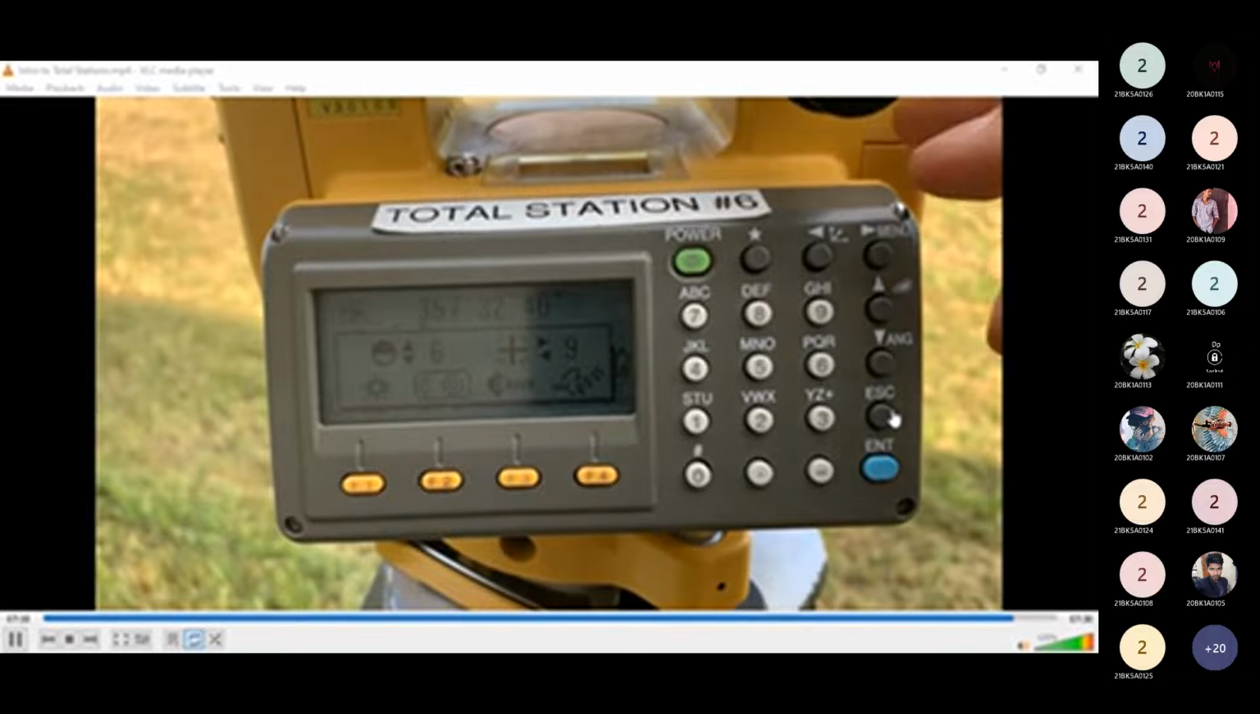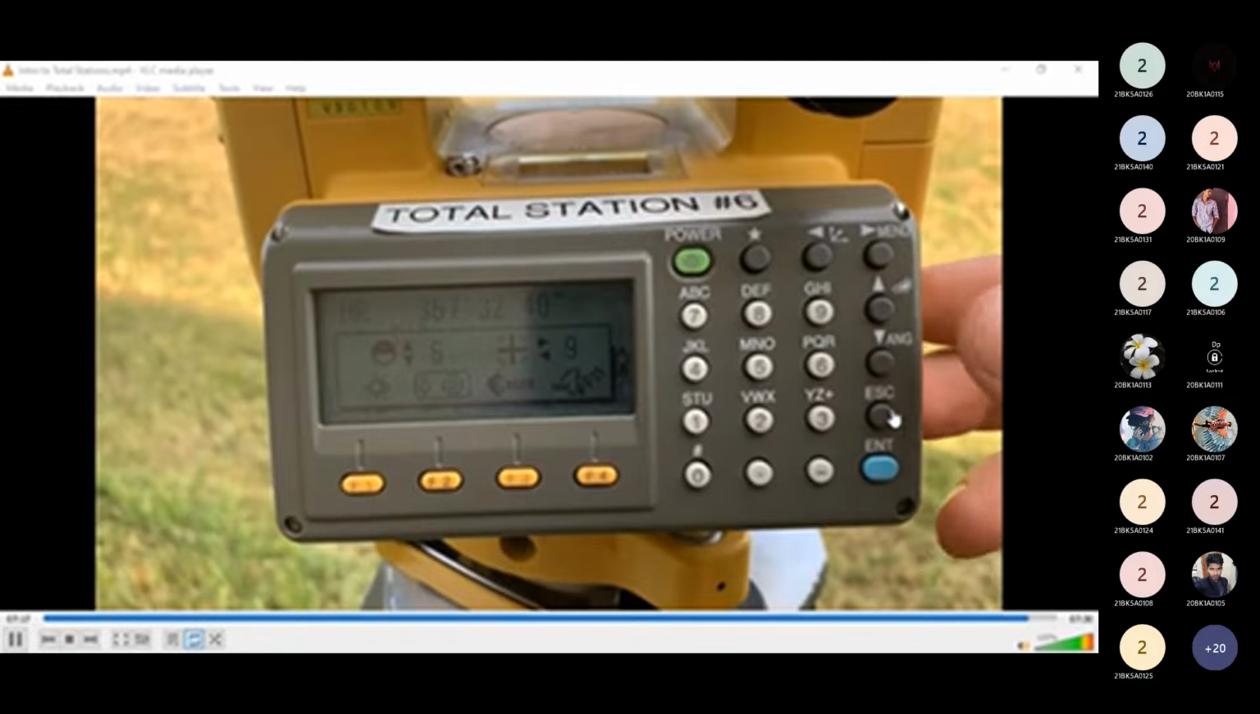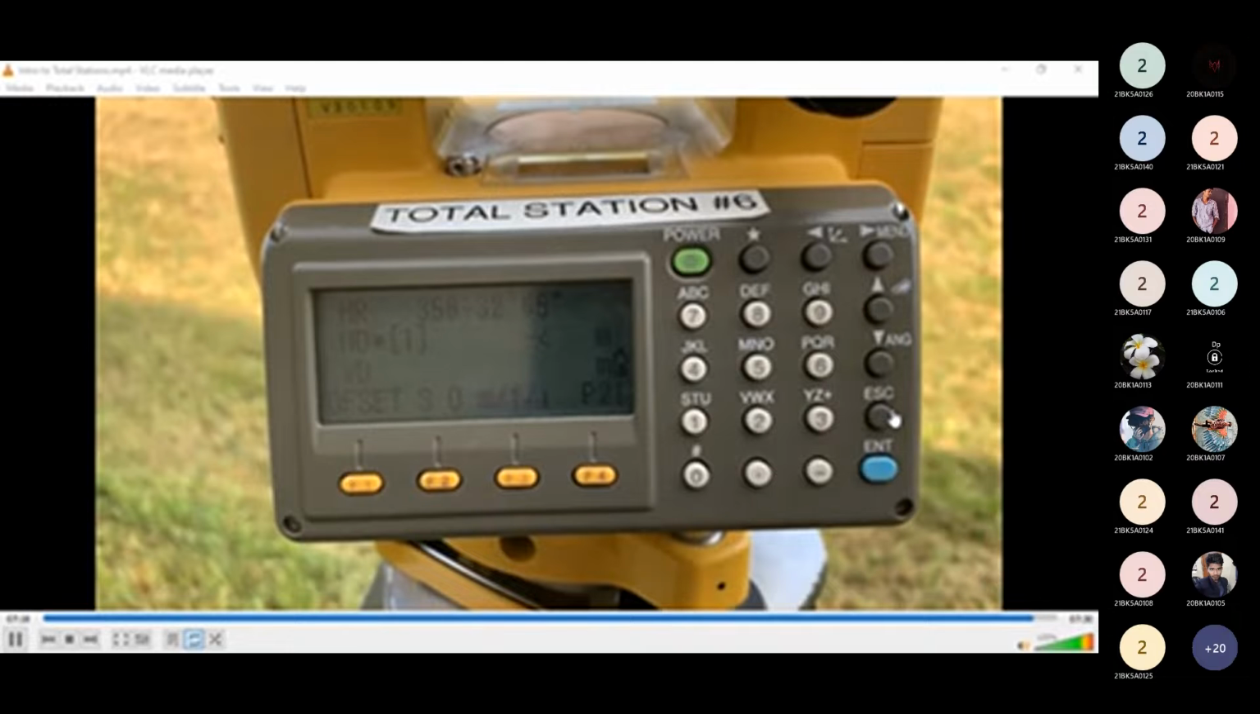And then often I find students get stuck in this star mode and don't know how to get out. If I push angle, nothing happens, angle or distance, nothing happens. So we just want to hit our escape key to get out of that.